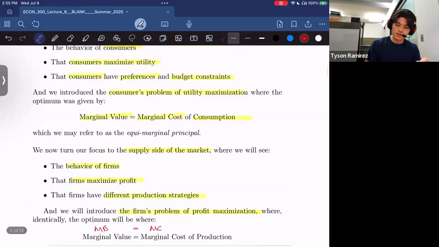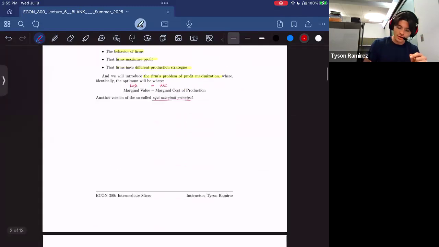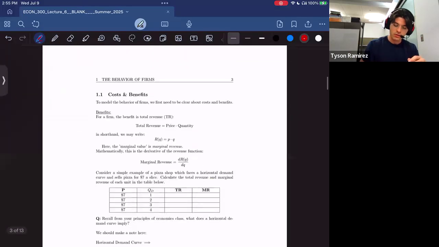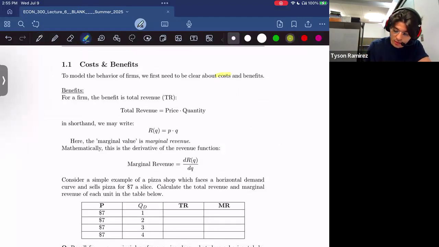So what does this look like? With that being said, this is the goal. This is what we're trying to do. We're going to start with in this lecture. So what does this actually look like? Well, first, we need to get some ground rules clear. We need to get some very fundamental things clear. We need to be clear about costs and benefits.